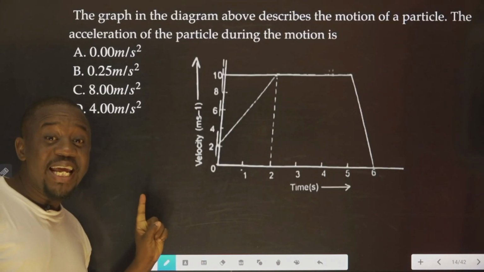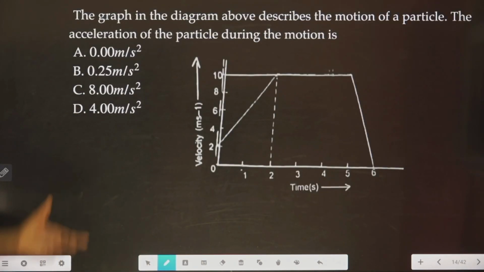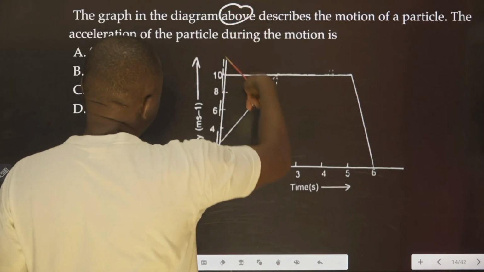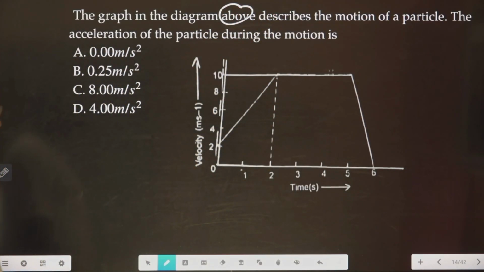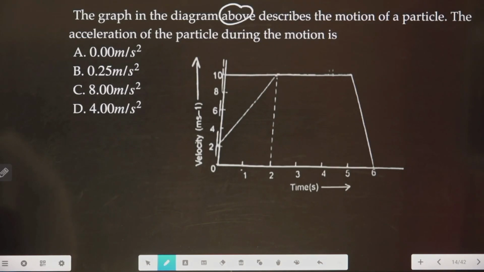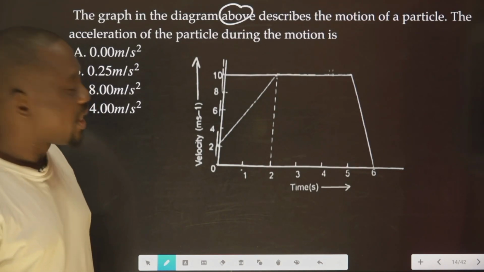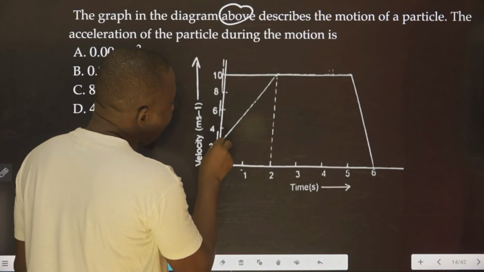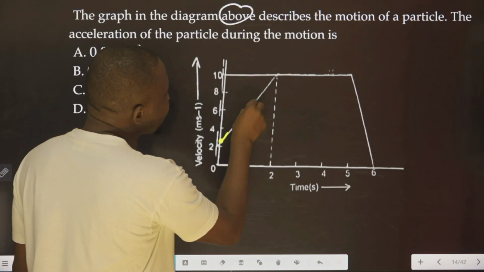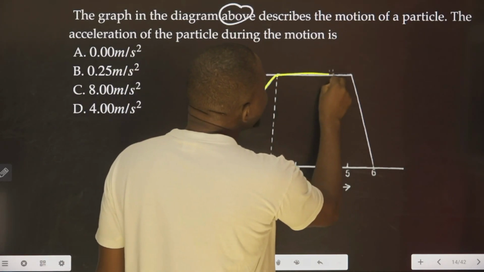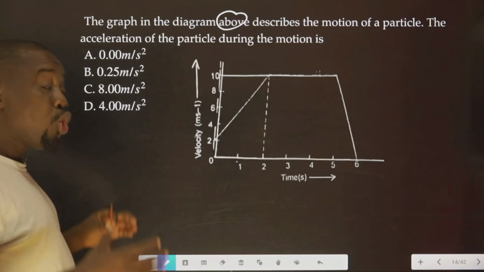Okay? Let's look at this. It says the graph in the diagram above, now below, I have to bring it down, describes the motion of a particle. The acceleration of the particle during the motion is what? This is the initial velocity. As it was accelerating, it accelerates until it gets to this final velocity. It maintains the velocity before it starts coming down. You agree with me?